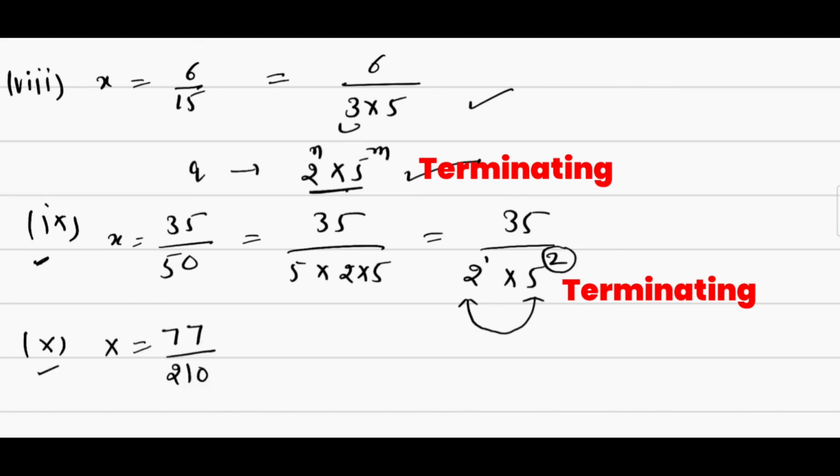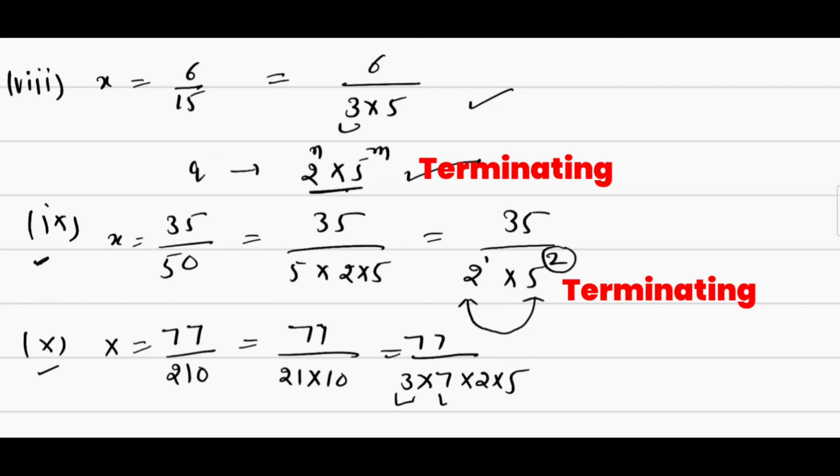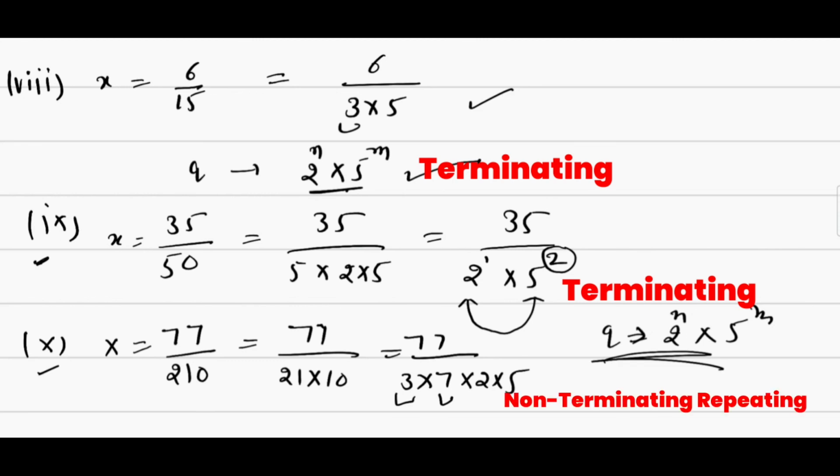So last question we have x is equal to 77 divided by 210. So we know that this 210 is equal to 21 into 10, means 210 is equal to 3 into 7 into 2 into 5. So here see we have 3 and 7. So it means we are not able to represent our q in this form 2 raised to power n and 5 raised to power m. So it means this decimal expansion is non-terminating repeating decimal expansion.